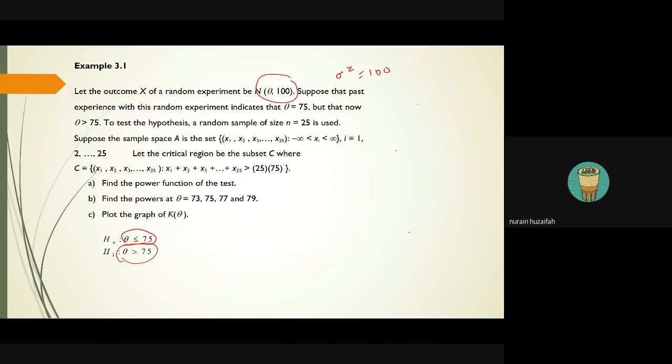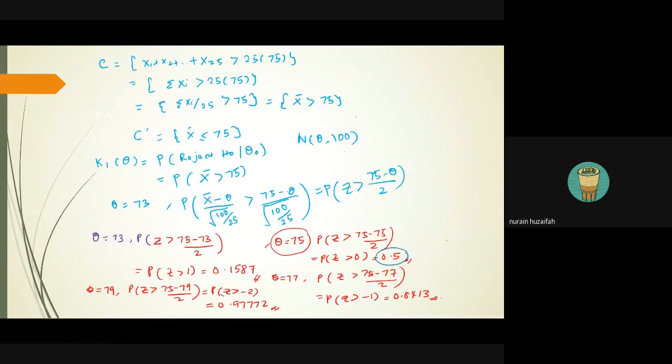We have the observations x1, x2, x3, up to x25, with the sum greater than 25 times 75. I just change this: summation xi greater than 25 times 75, divided by 25 because we already know this is your sample size, so it changes to x bar. So this is your critical region, or your rejection region. When we define C prime, it is everything other than what is stated in your critical region. Your critical region is x bar greater than 75, so your acceptance region is x bar less than or equal to 75.